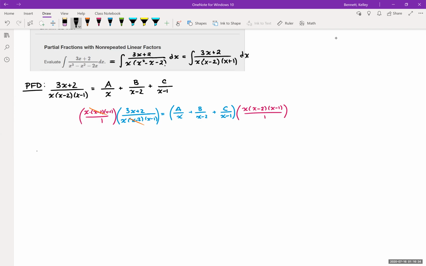So what it all shakes down to is 3x plus 2 equals A times, and this is how I do it, I look at this and I'm like, okay, A is over x, so I'm going to write down everything except for x, which means x minus 2 and x minus 1.